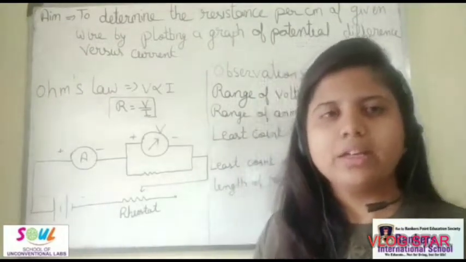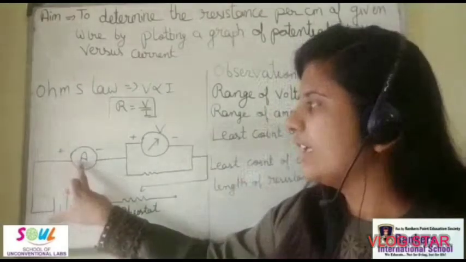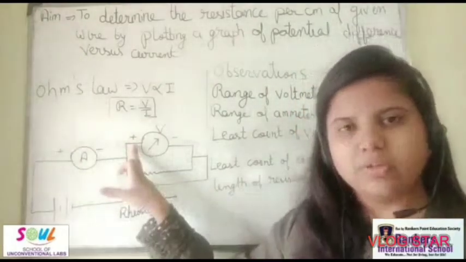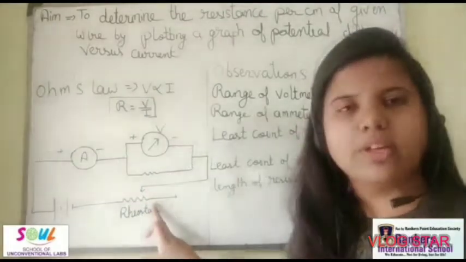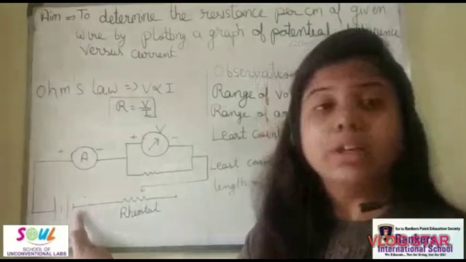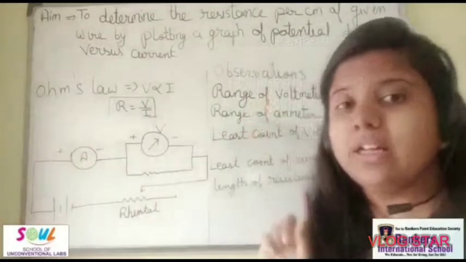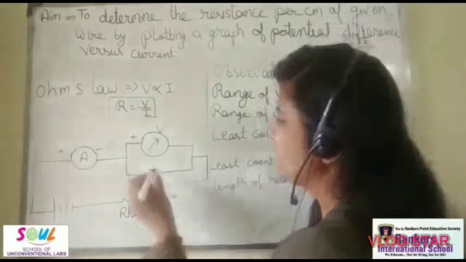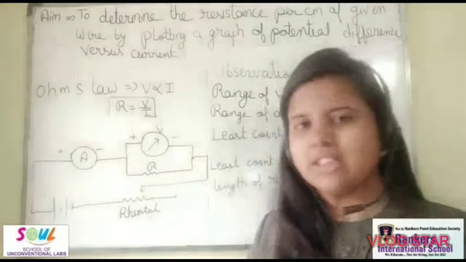Now we are connecting our circuit according to the circuit diagram. Here this is the ammeter. The negative of the ammeter is connected with the positive terminal of the voltmeter. The negative of the voltmeter is connected to one end of the rheostat, and the other end of the rheostat is connected to the negative of the battery, and the positive of the battery is connected to the ammeter. The measuring resistance wire whose resistance is measured is connected parallel to the voltmeter. This is our circuit diagram.